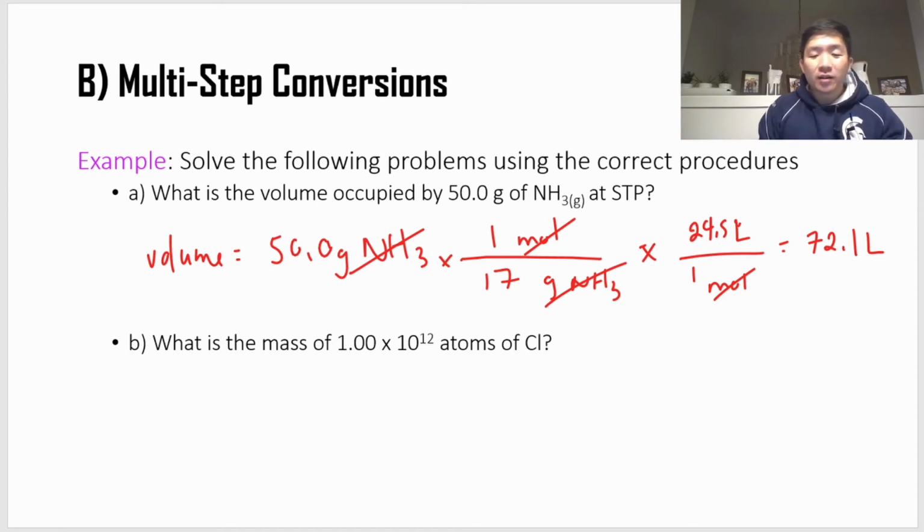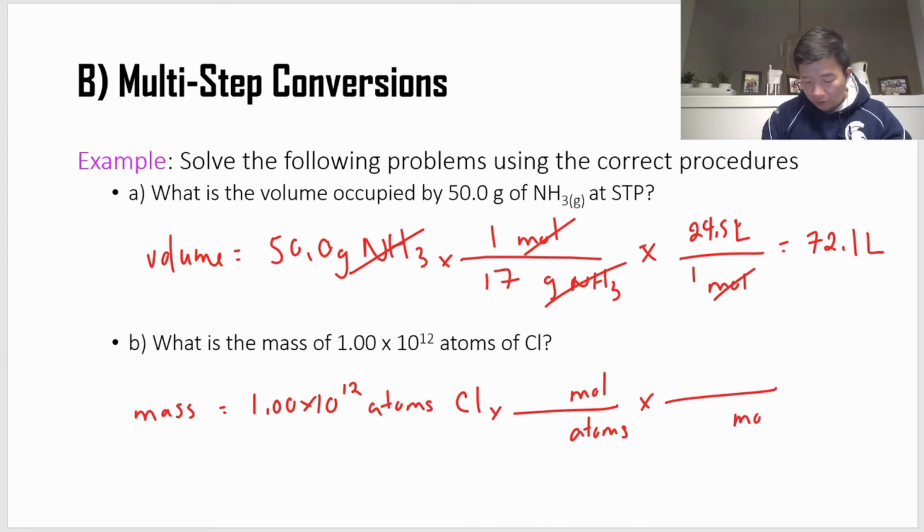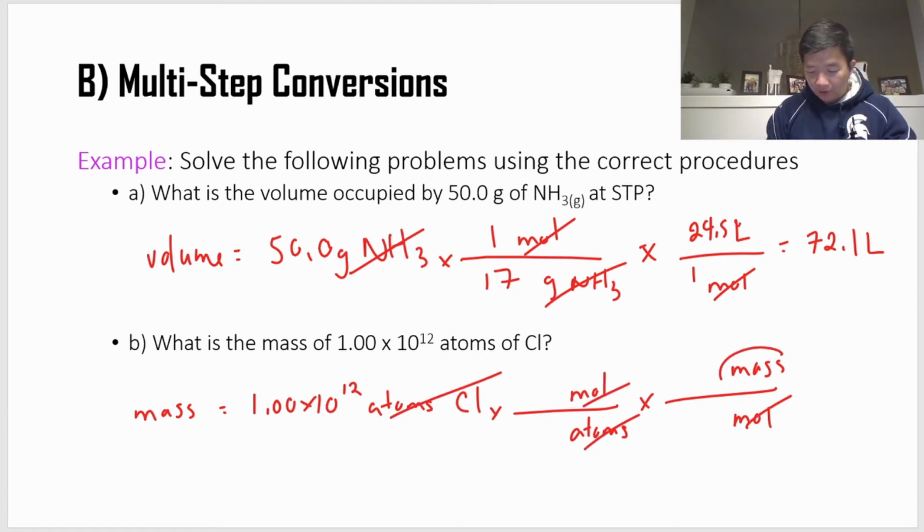What is the mass of 1 times 10 to the power of 12 atoms of chlorine? Okay, so I'm looking for mass. I have atoms, so 1.00 times 10 to the power of 12 atoms. Now, if you remember, we cannot go from atoms to mass directly. What we can do, though, is to go from atoms to mole, and then from mole to mass. Okay, so this means I can cancel out this one, cancel out that one, leaving me with just mass. Now we just have to fill in our conversion factors.